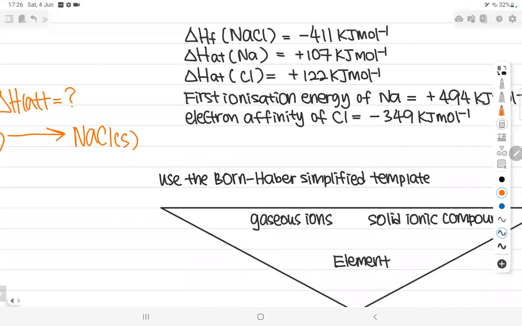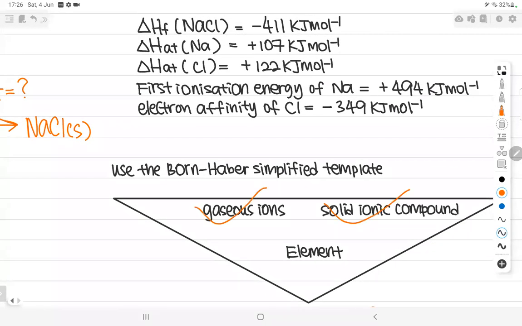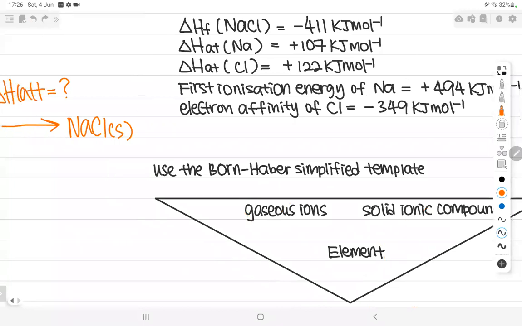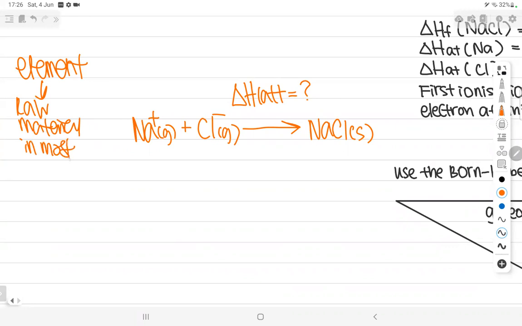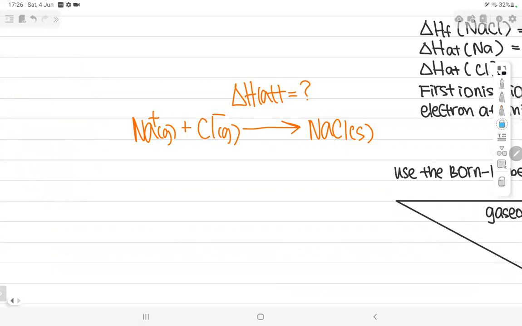We're not done yet. We only filled up 2 corners of the triangle. We have one more thing to go. At the bottom, we must fill in the elements. Again, what is an element? Element means the raw material in its most natural state. So now ask yourself, what is the raw material you need here?